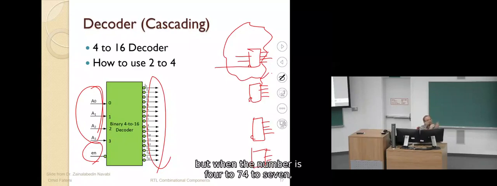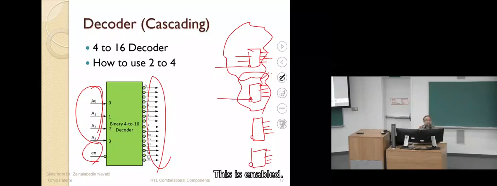But when the number is 4 to 7, we would like this one to be active, and the rest would be disabled. So this enable should be active at that time. And when the number is from 8 to 11, this should be active.